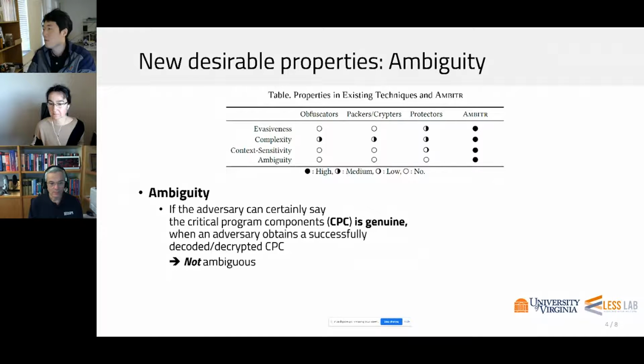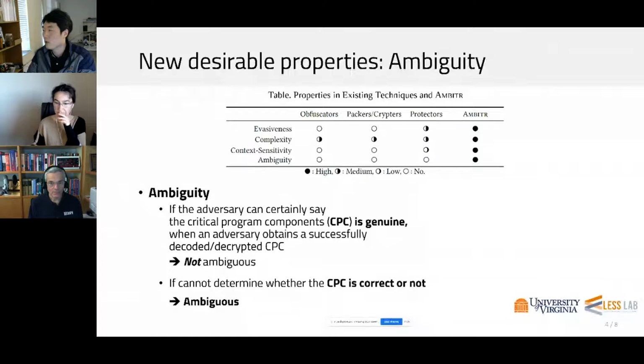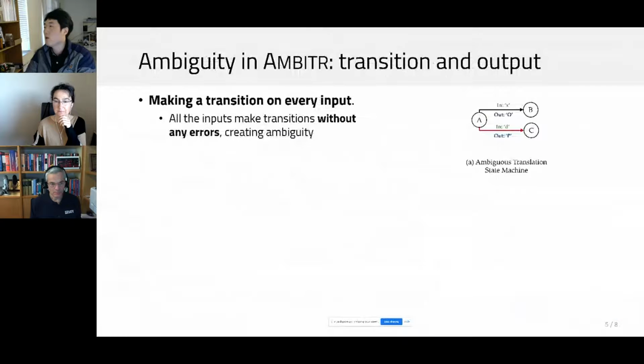The program is not ambiguous when an adversary obtains a successfully decoded or decrypted critical program component, and the adversary can certainly say that this CPC is genuine. In other words, if the adversary cannot determine whether the CPC is correct or not, we consider the technique has the ambiguity property. Our proposed approach, Ambiter, aims to impose challenges in terms of not only the existing three properties, but also ambiguity. Let me explain how Ambiter achieves ambiguity.